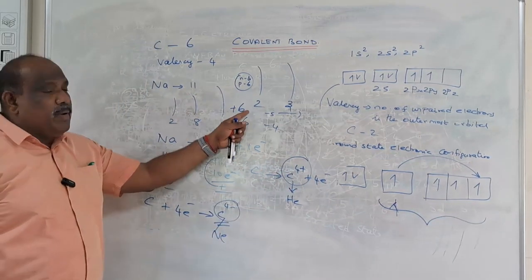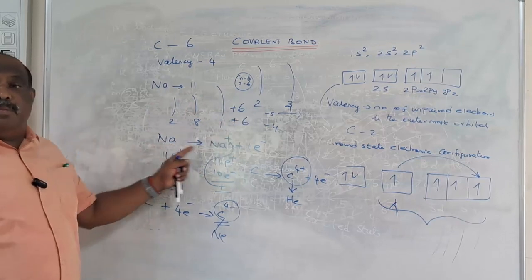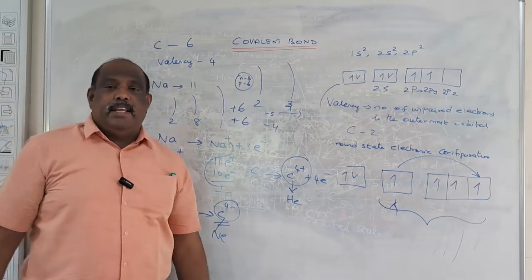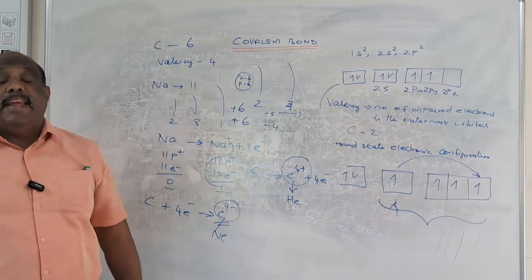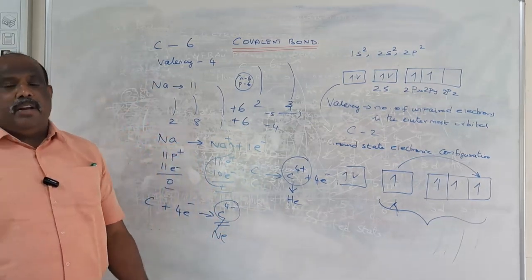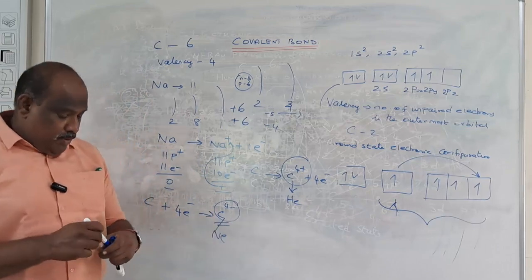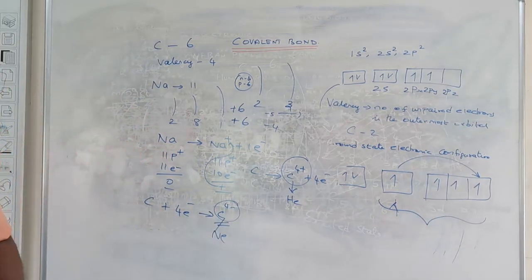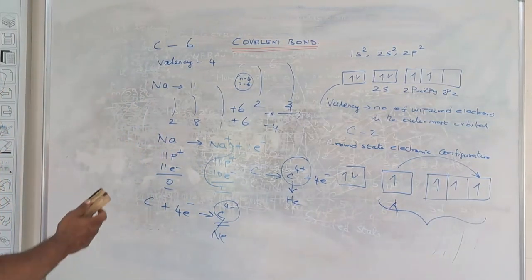Whereas sodium will easily form the sodium plus ion, and chlorine will easily form the chloride ion, carbon cannot form a C4 plus ion or a C4 minus ion. But anyhow, it has to be stable. It has to attain an octet arrangement. For that, then what is the concept?